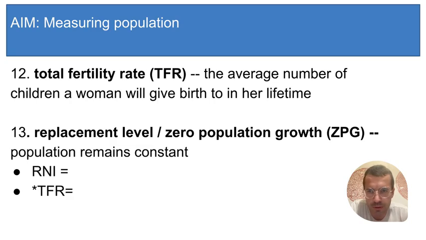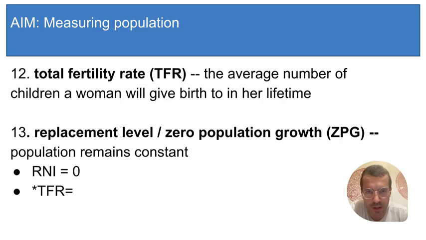Replacement level, also called zero population growth or ZPG, is the state at which a country's population remains stable. That means it's not growing or shrinking, it just stays the same. And for reasons that you'll learn about later, zero population growth is an advantageous state that many countries want to achieve. When a country is at replacement level, its population stays the same, so its rate of natural increase is, can you guess? Think about it for a second. If you said zero, you were correct. The RNI is the speed at which a population is growing, and if there's no growth or decline, then the RNI is zero.